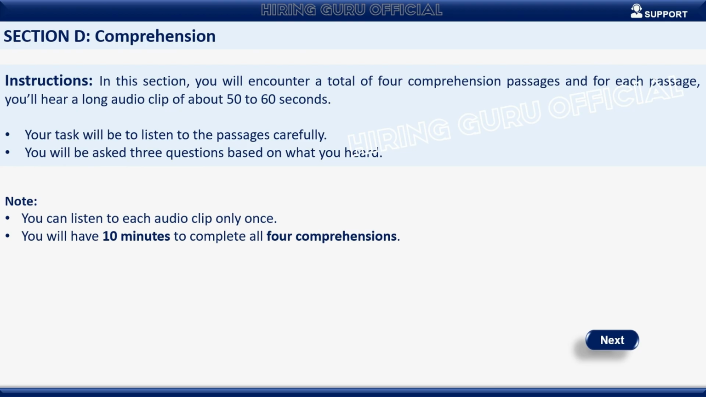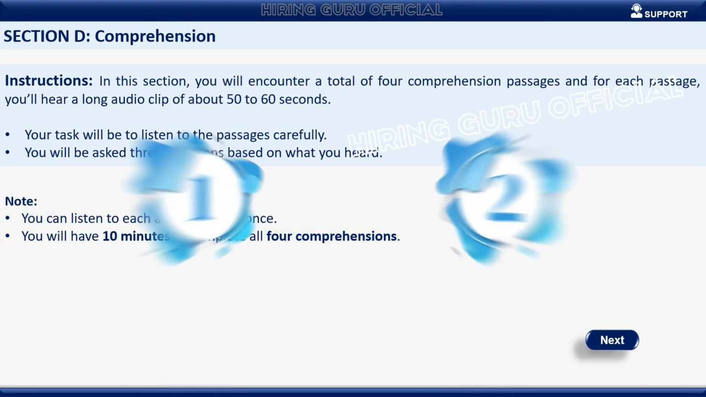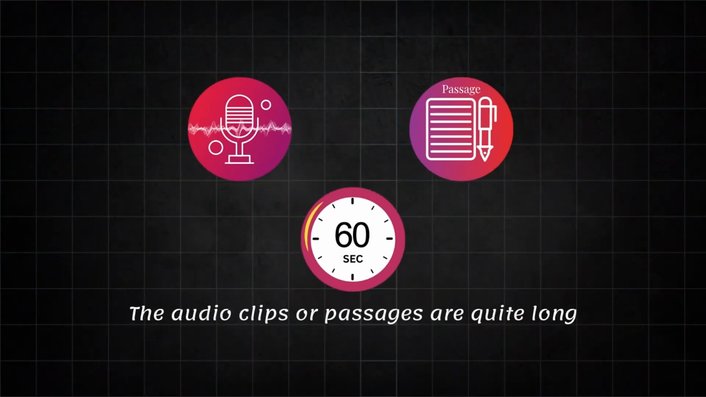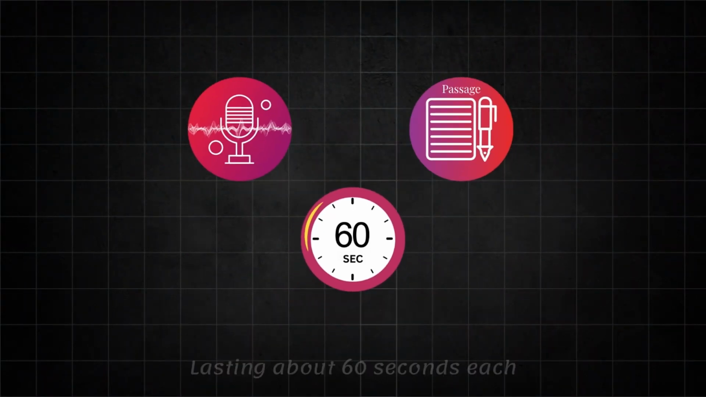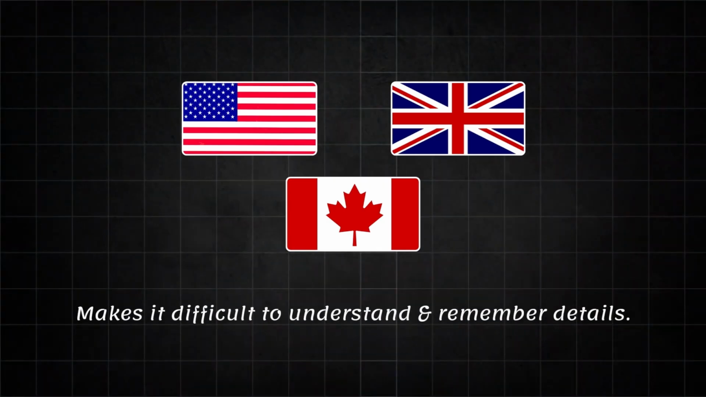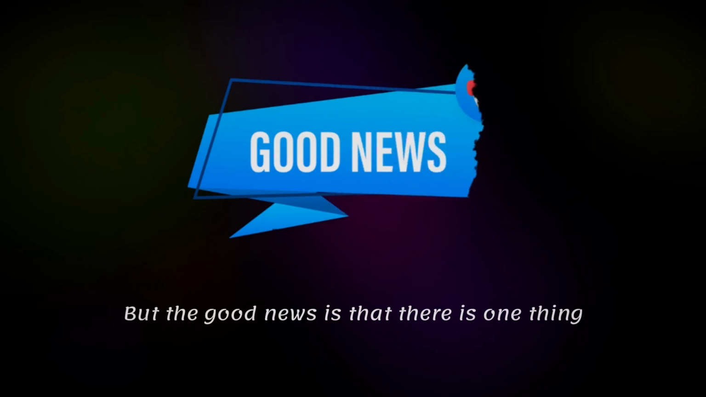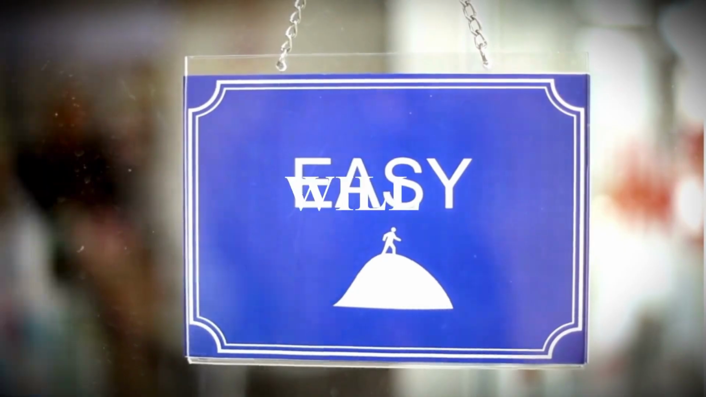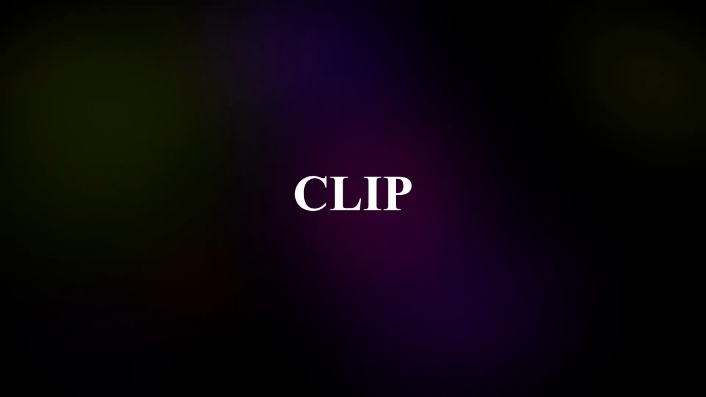Please note that you can listen to each audio clip only once and you will have 10 minutes to complete all 4 comprehensions. To be honest with you, there are 2 important things that make this section a bit tricky. First, the audio clips or passages are quite long, lasting about 60 seconds each. Secondly, all the audio clips will be played in American, Canadian or British accents, which makes it a little difficult to understand and remember the details. But the good news is that there is one thing that makes this section easy as well. And that's something I will discuss after playing this sample audio clip for you.